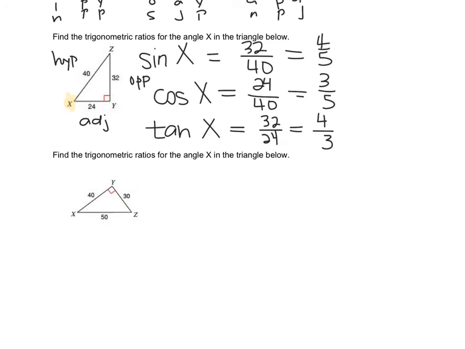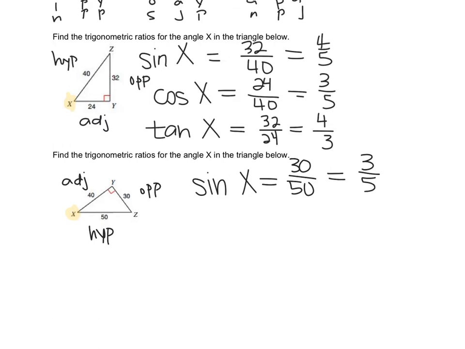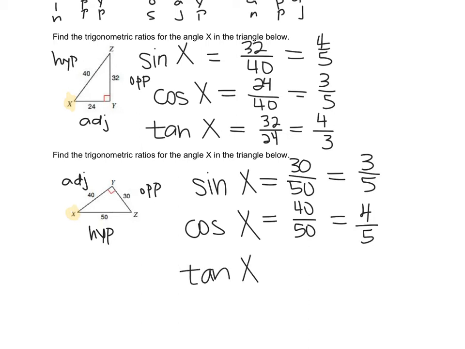We're going to do the same thing in our next triangle, find the trig ratios for angle x. So we find angle x. We're going to then label our three sides, opposite, adjacent, and hypotenuse. Always start with sine. So sine of x equals the opposite side, 30, over the hypotenuse, 50, and 30 over 50 simplifies to 3/5. Cosine of x equals the adjacent side, 40, over the hypotenuse, 50, which simplifies to 4/5. And lastly, tangent of x, which is the opposite side, 30, over the adjacent side, 40, which simplifies to 3/4.